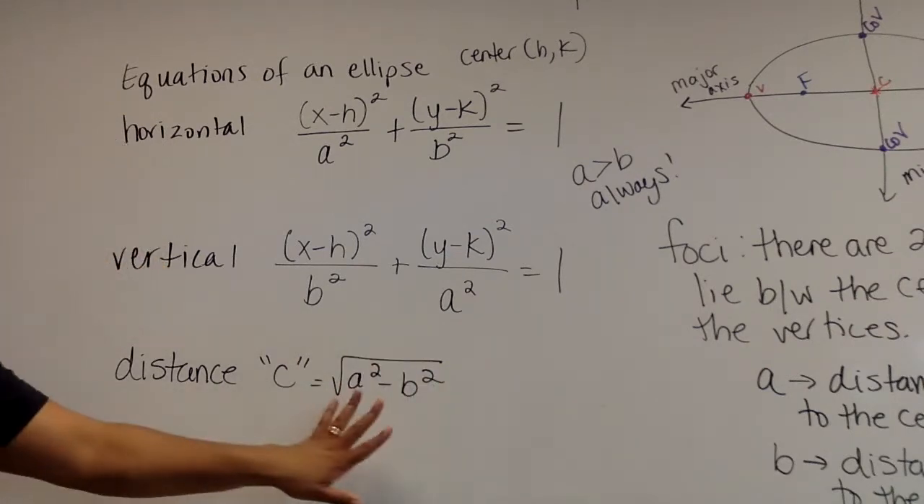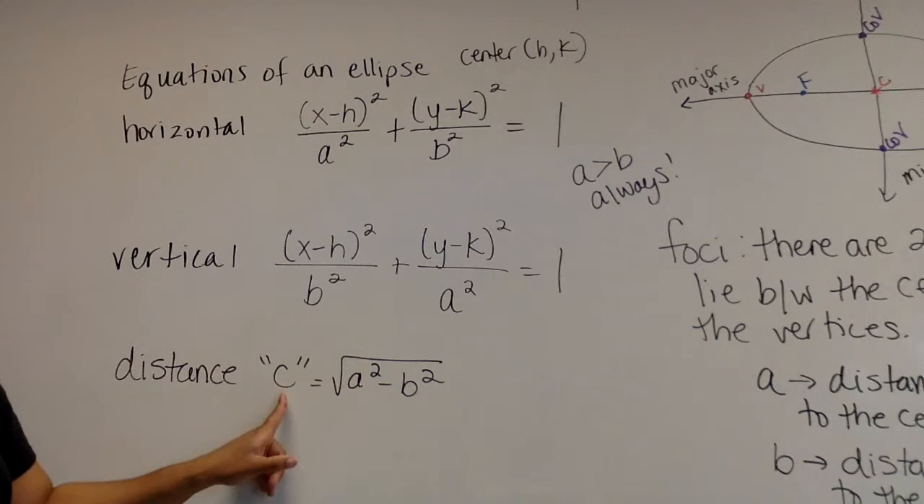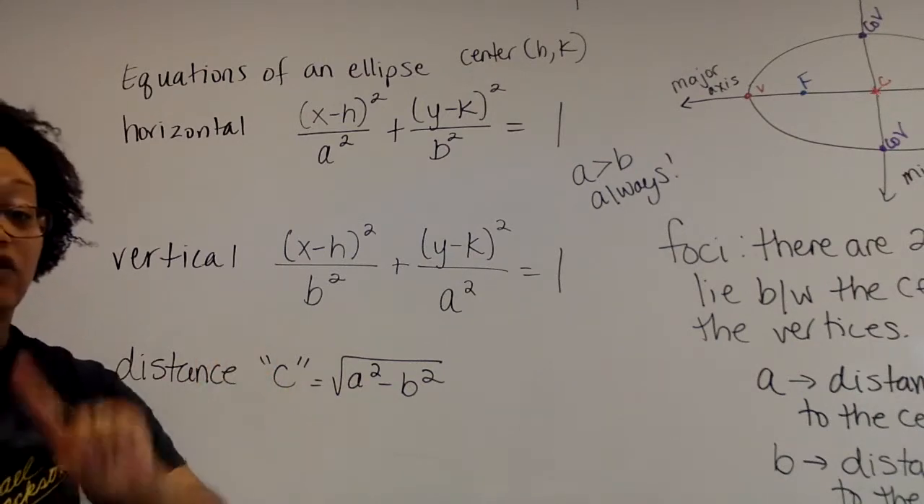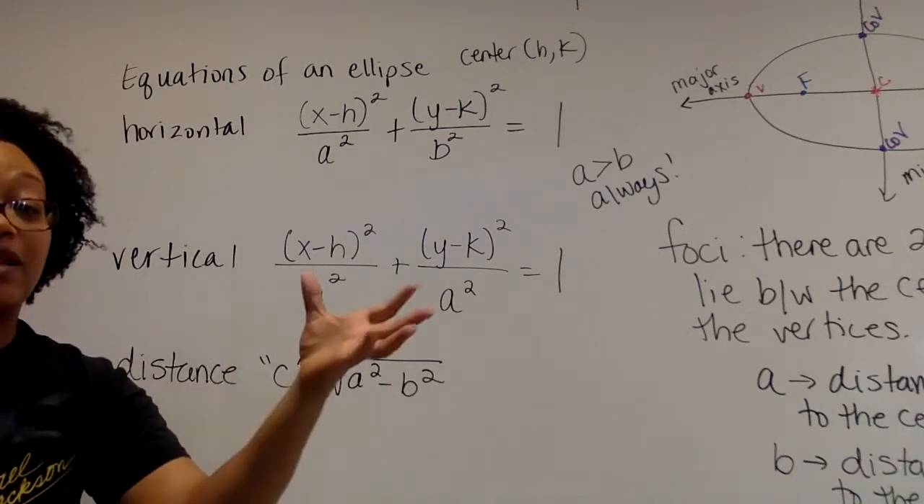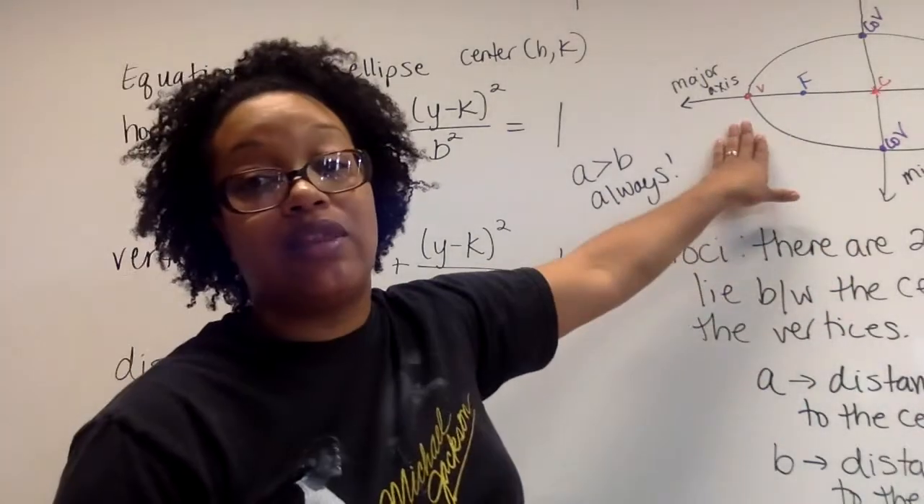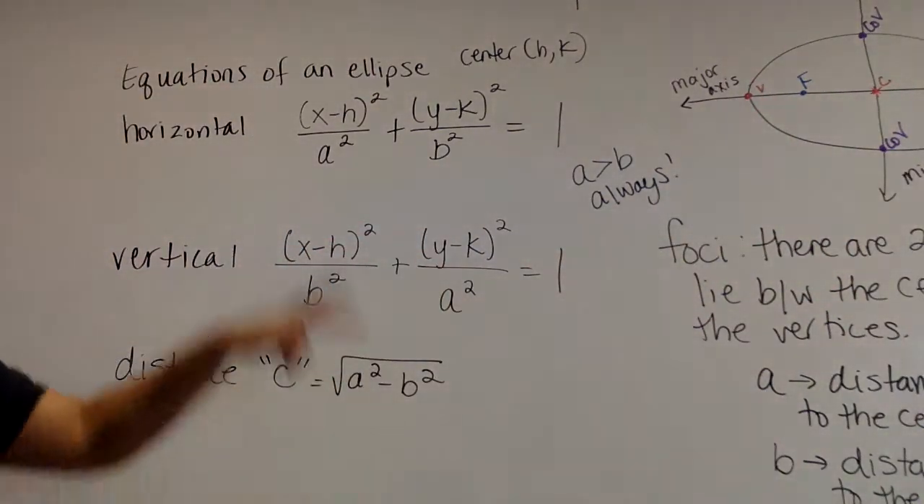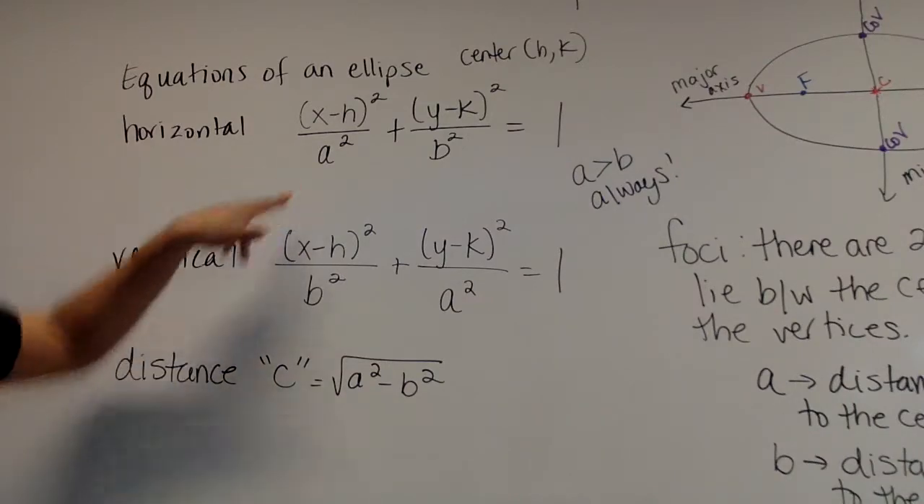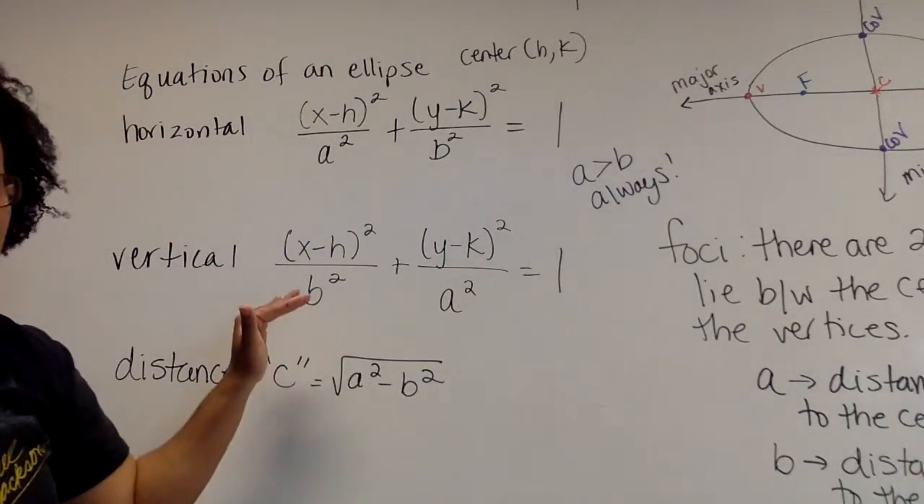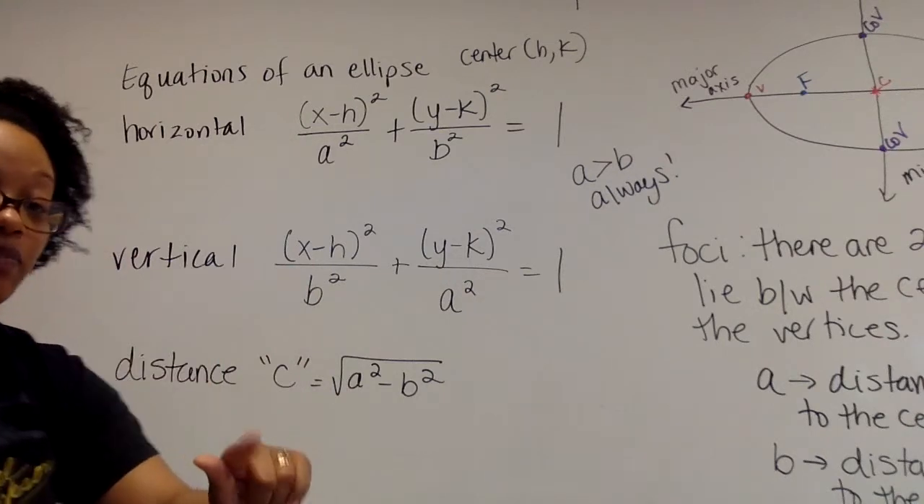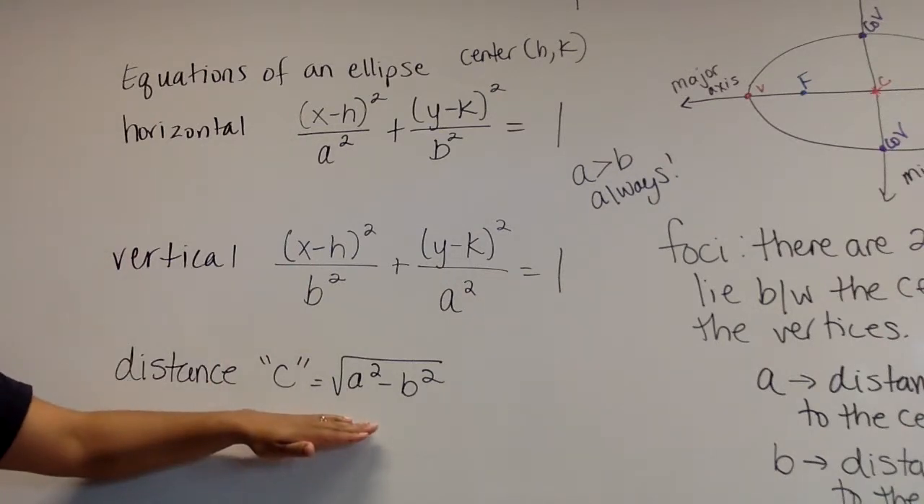Okay, so if I have my A and my B, and remember the C is the distance from your center to your focus point. If I need to plot all the points that we labeled here in the ellipse, then I need A, B, and C. A and B will be in your equation. There is no C here. So if I need to plot my focus points, this is what I'm going to use.